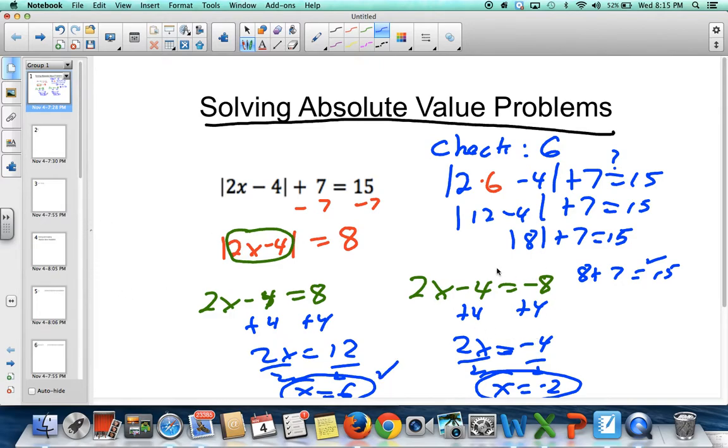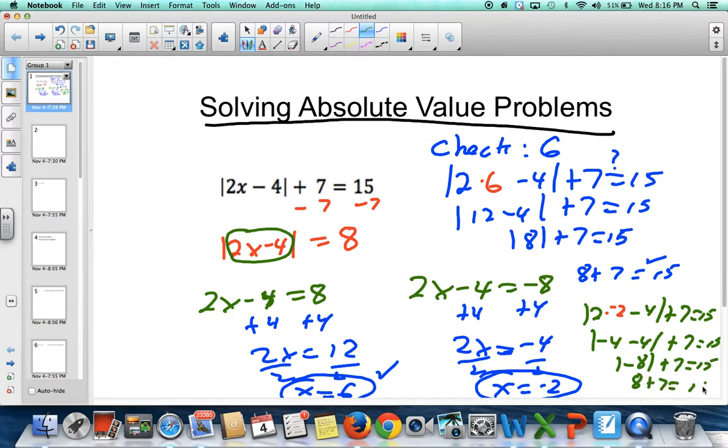When we try negative 2 in the equation, I'm going to do the same thing over here. I'm going to say the absolute value of 2 times negative 2 minus 4, plus 7 equals 15, and we're checking that one. Absolute value of negative 4 minus 4 plus 7 equals 15. Absolute value of negative 8 plus 7 equals 15. 8 plus 7 equals 15, and that also is true, so there are two solutions to that problem.